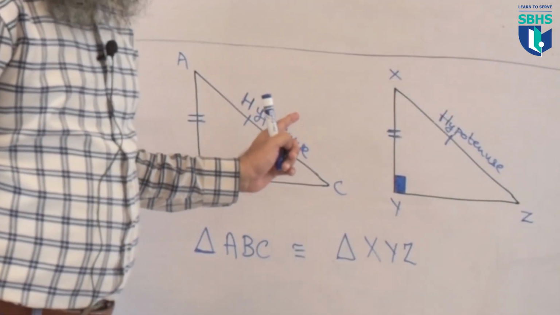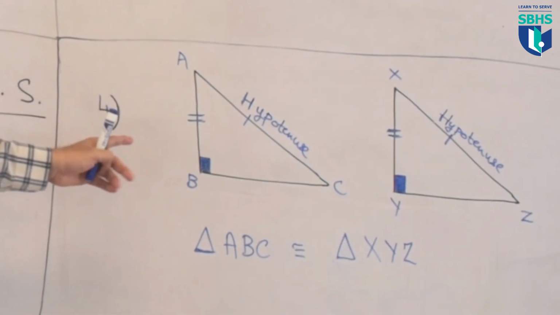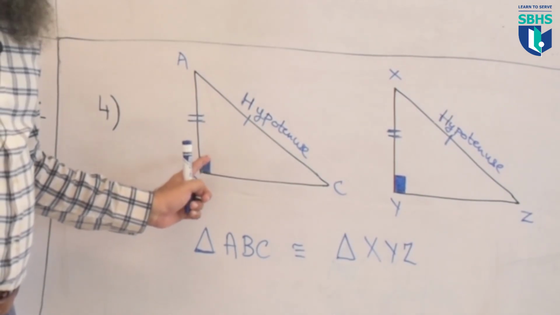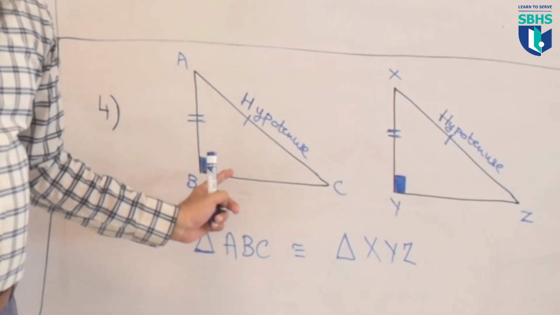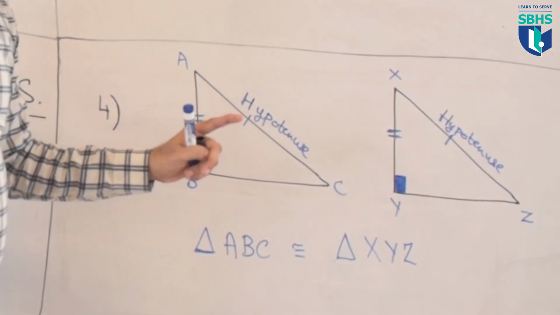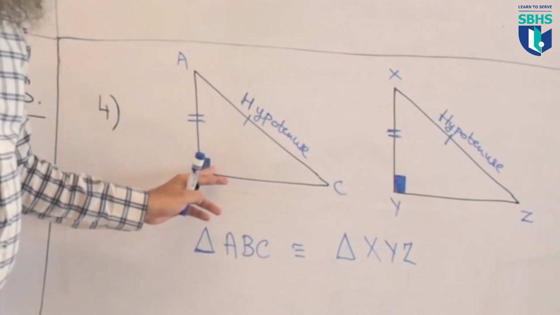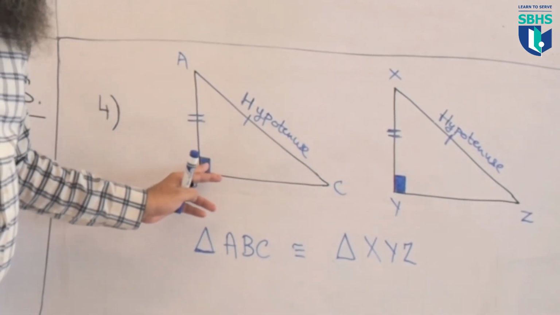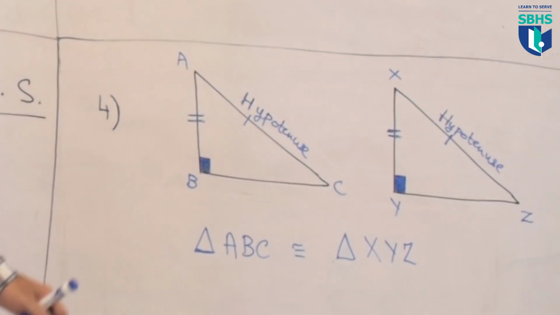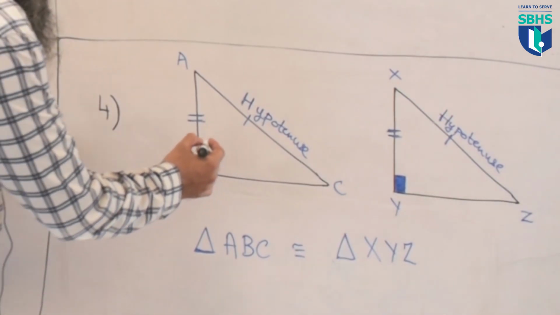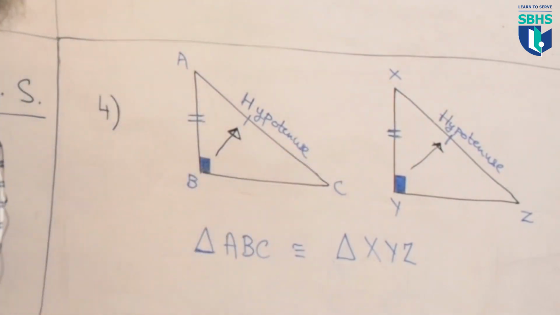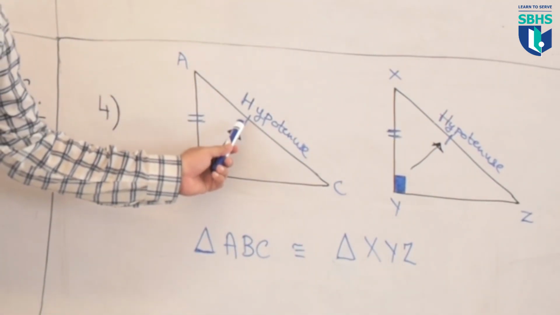The final condition of congruence of triangles is, as you can see, a very unique one. In both the triangles, you can spot the 90-degree angle, which is the right angle. So of course, this condition is only for right angle triangles. As you can see, angle ABC and angle XYZ are equal and they are 90 degrees. And just opposite to the 90 degree angle, there is a side which is the longest side in the right angle triangle, that is the hypotenuse.